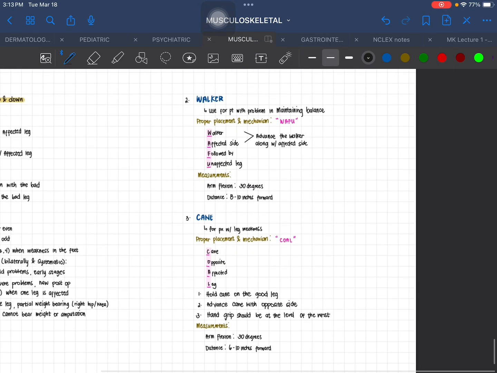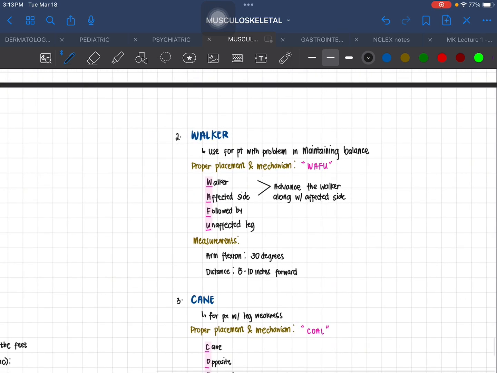So dito tayo sa walker. So walker, this is used for patient na may problem in maintaining balance. So the proper use of walker, tatandaan natin yung word na WAFU. So walker, then affected side. So you should advance the walker along with the affected side, and then followed by the unaffected leg. So walker, walk with affected side, and then followed by the unaffected leg.